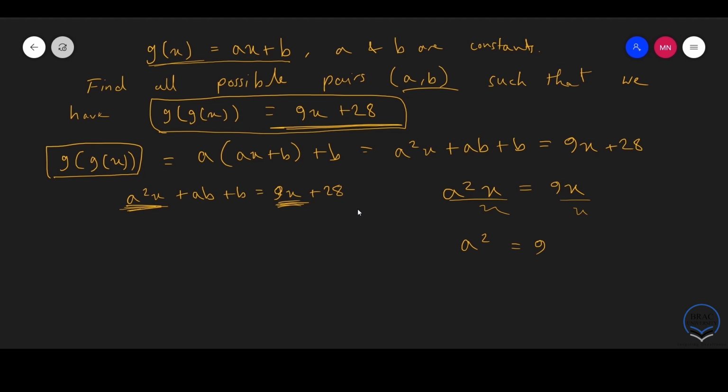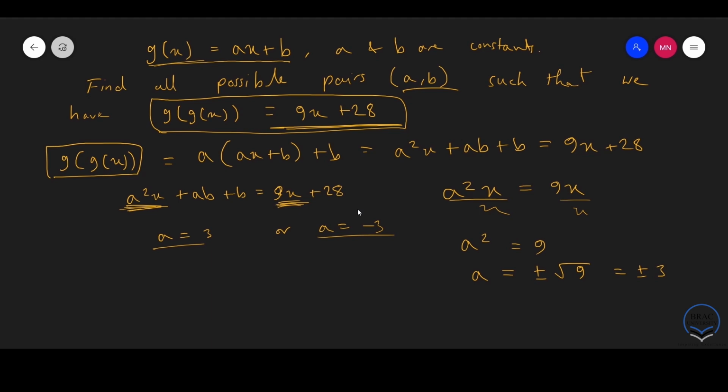And from this we can take the square root on both sides to find the values of a. So a is equal to plus or minus the square root of 9, which is plus or minus 3. So now we have two values of a. We have a is equal to 3 or a is equal to minus 3. And now we can easily find the corresponding values of b when a is one of these values.